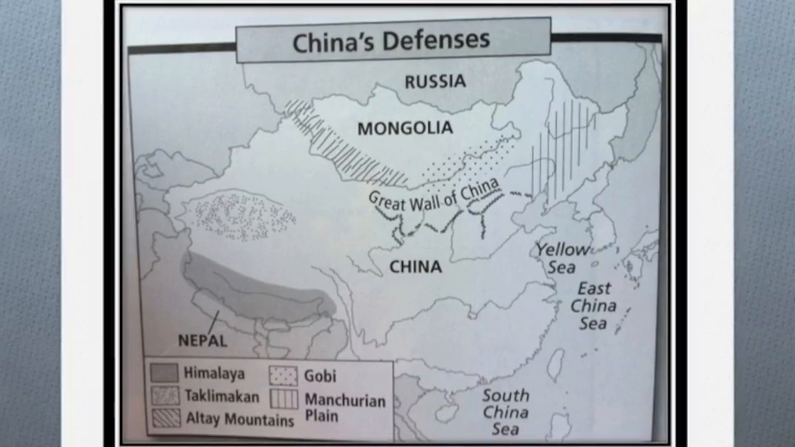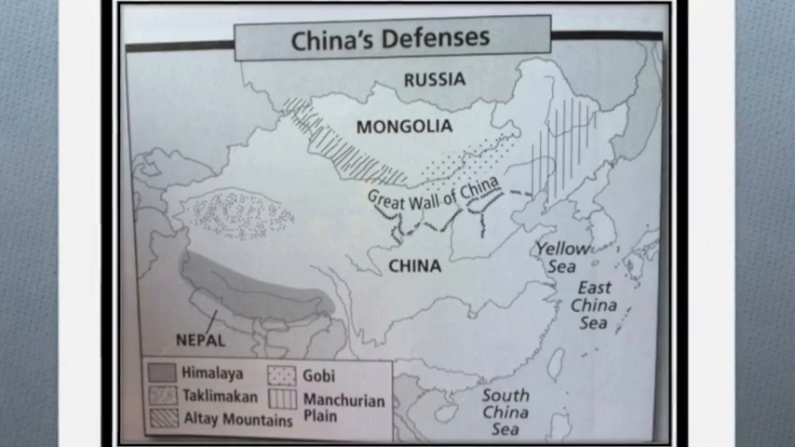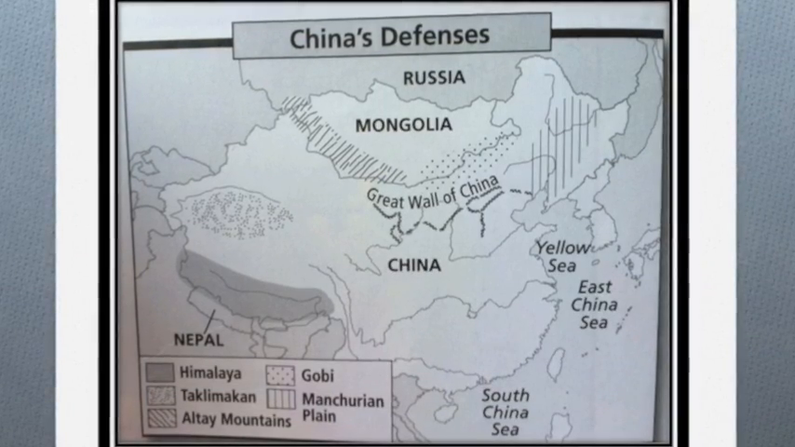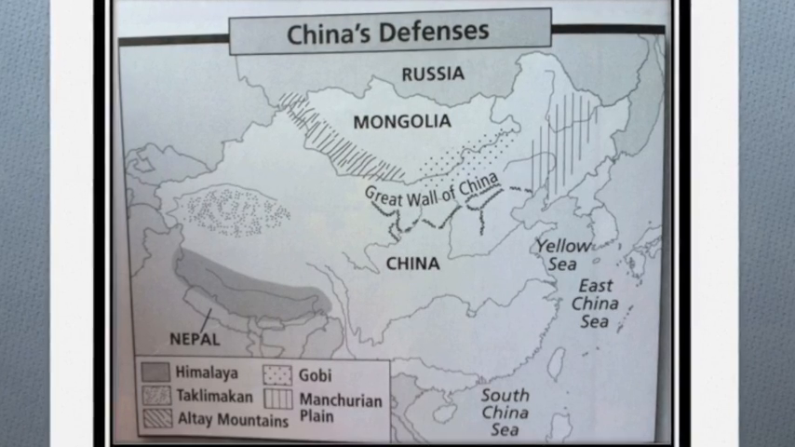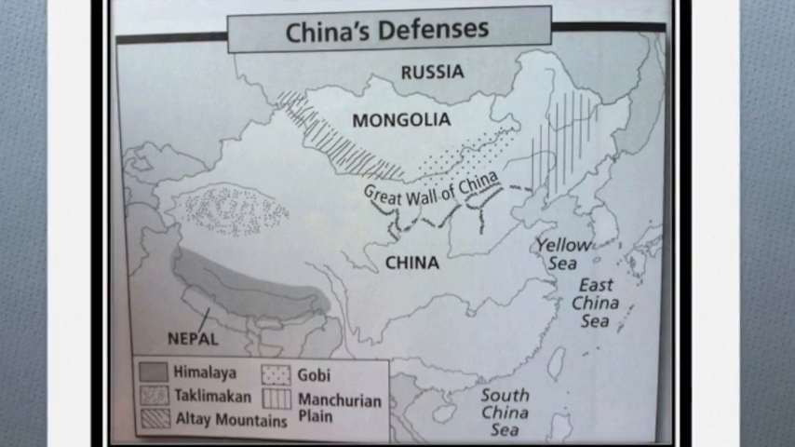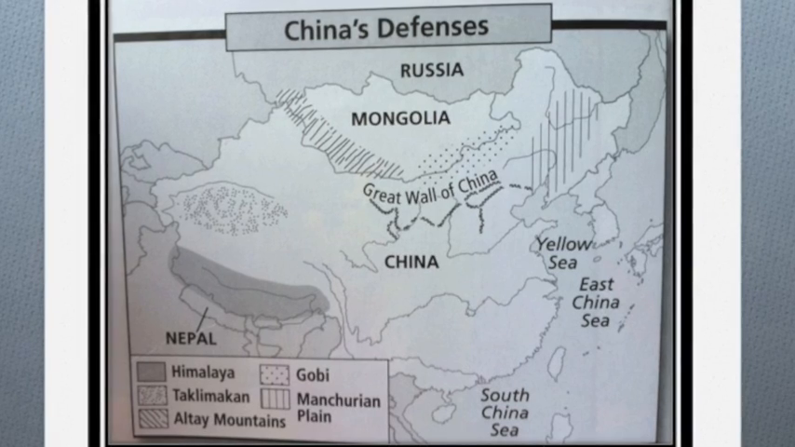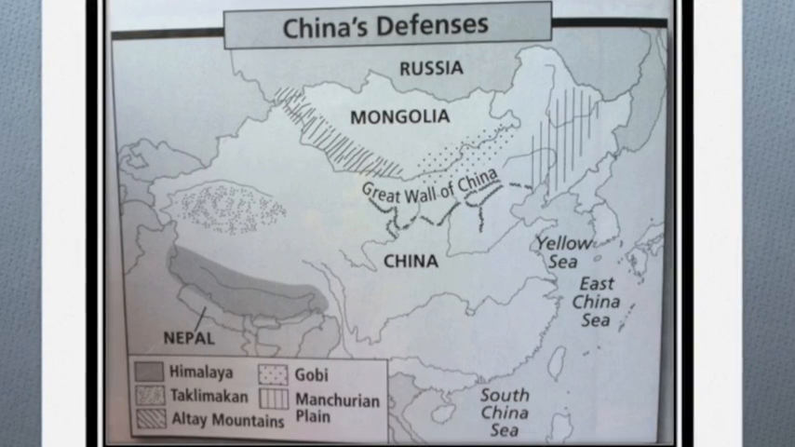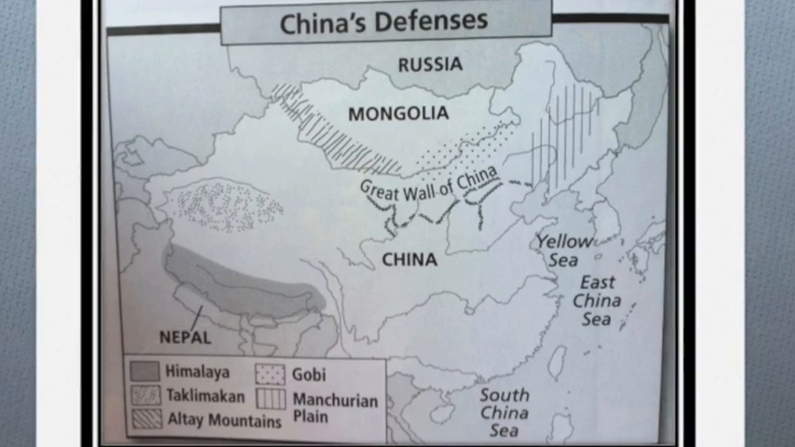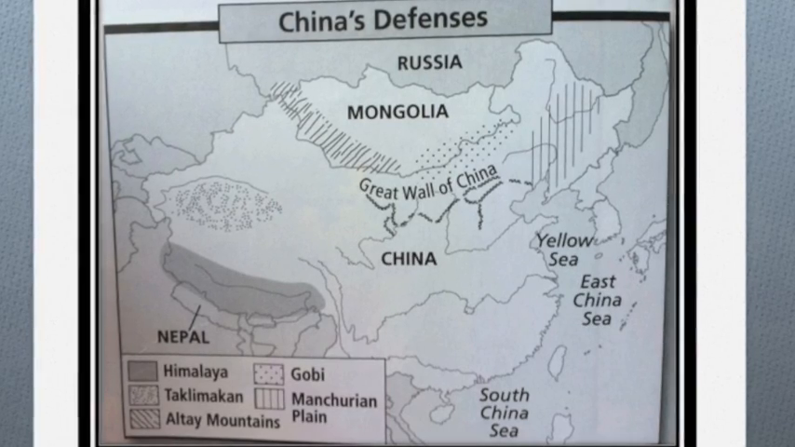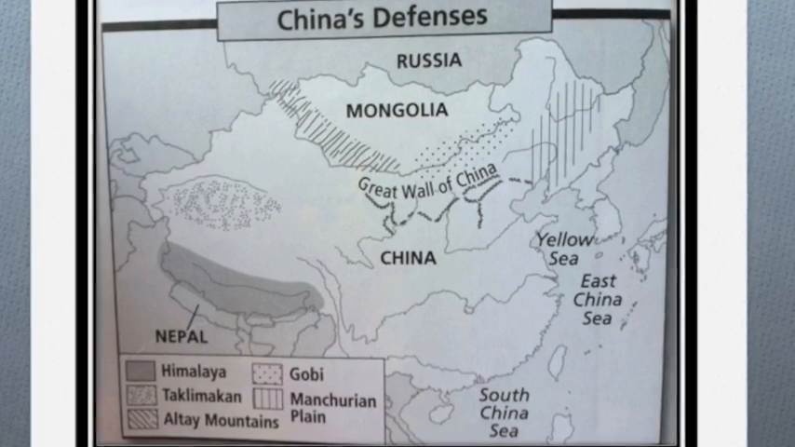Some other special purpose maps, such as the one of China's defenses, are not presented in color. They print in black and white. This is an example of a map you might find on a standardized test or in a newspaper. Please be prepared to answer some questions about this map on your map video worksheet.